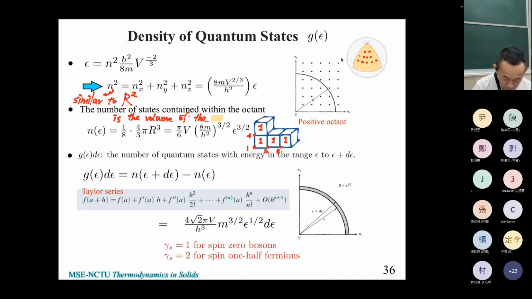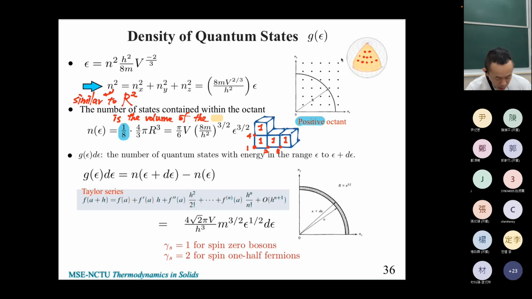So here, because there's only the positive octant, you only need to calculate 1/8 of 4/3 pi r cubed. This is the volume of the sphere. So you can get this ugly form. Okay, so this is the number of states contained in this sphere.